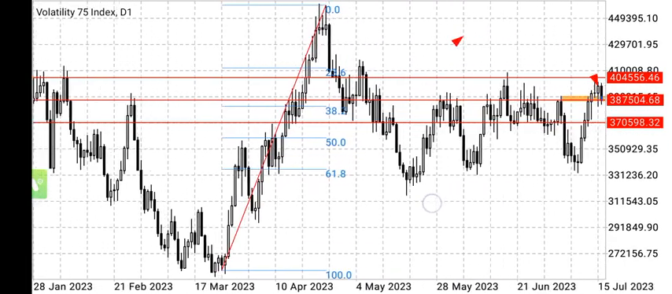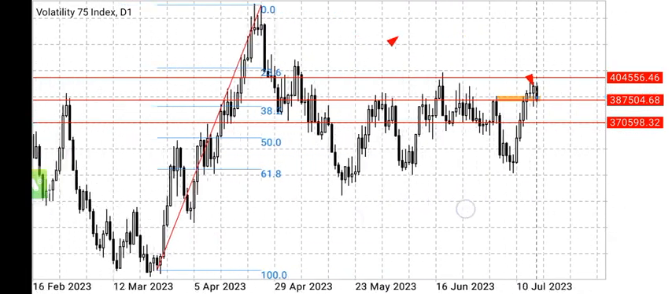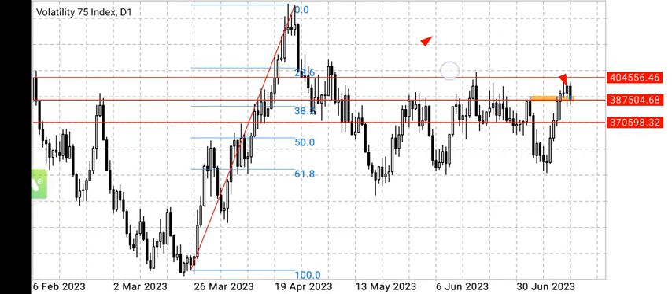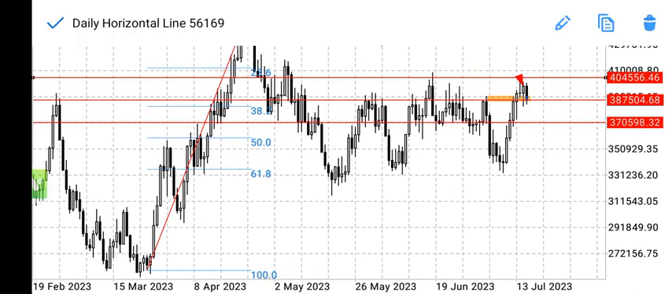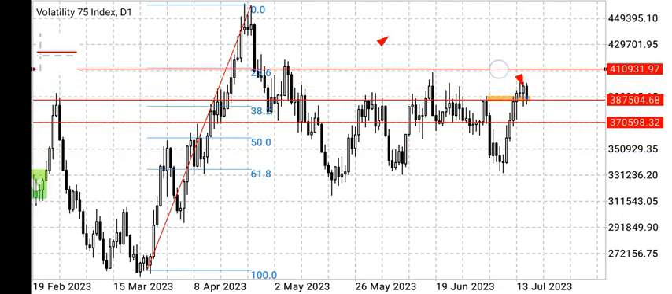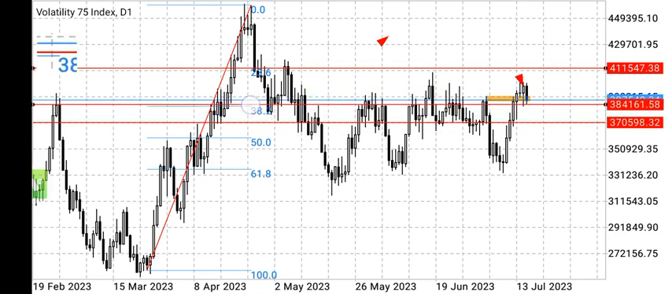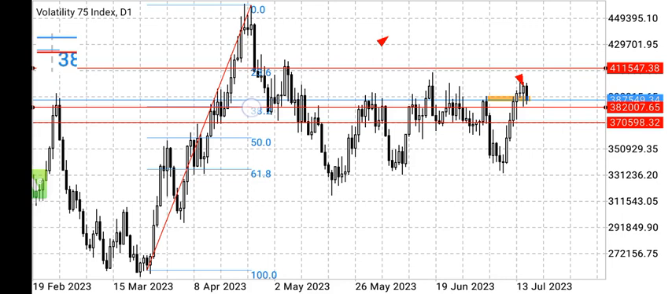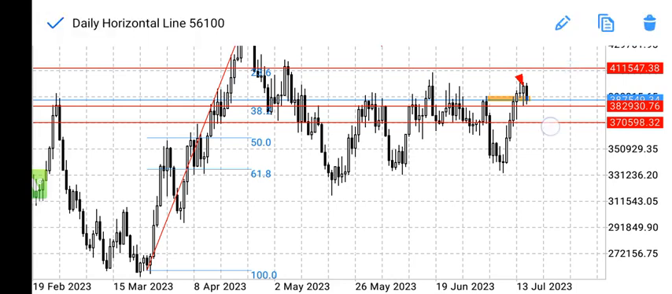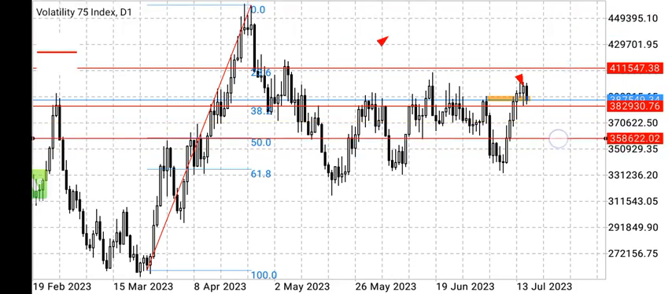It has numbers. We have the 23.6. Let me make use of these things that are here. Okay, I put my line on that 23.6. That is the first bus stop. The next line we have is the 38.2. You can see it here. So I'm putting another line here, a resistance line. And after it, we have the next one, that's the 50%. So let me put this one here. That's another major resistance or support point. And lastly, we have the 61.8.